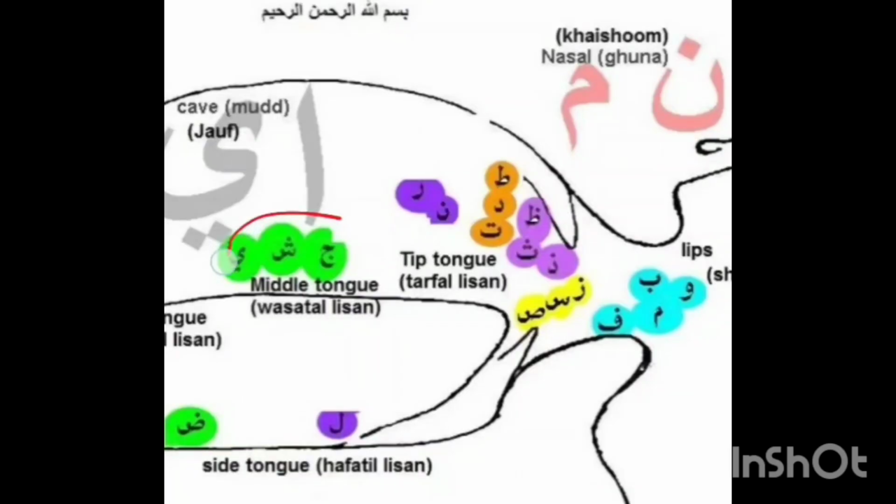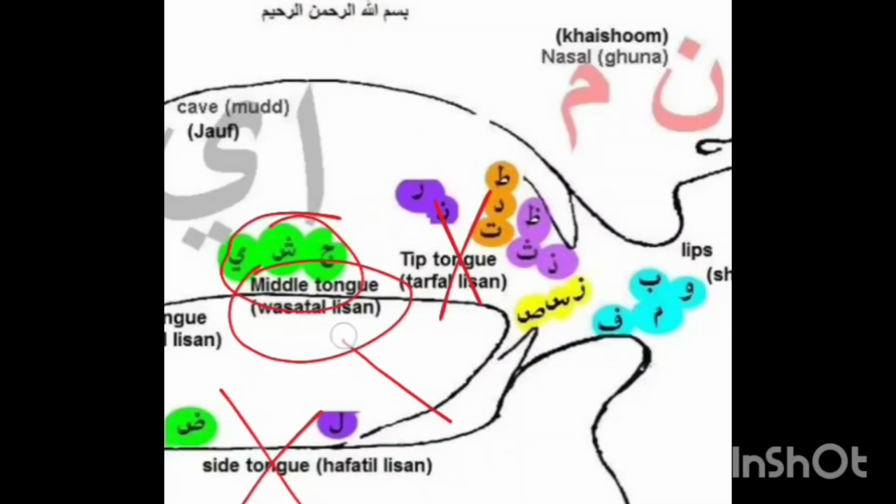Today's letters are these three letters, which are Jim, Shin, and Ya. These three letters' articulation spot, or makhraj, is the middle tongue. So we're still in the tongue area. We finished with the tip tongue and we finished with the side tongue. Now we've moved to the middle tongue.